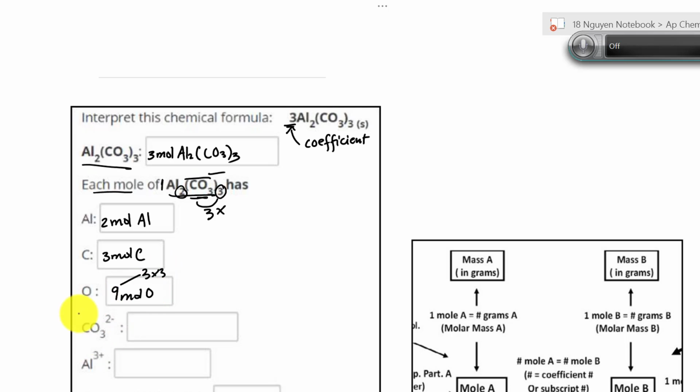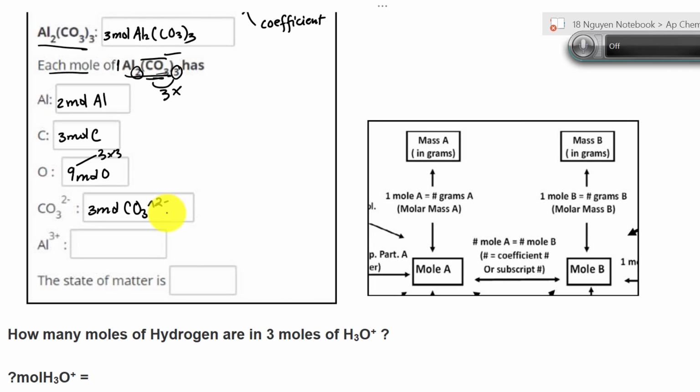How about carbonate ions? Of course, 3 of that. So the 3 outside the parentheses gives us 3 moles of the carbonate ion, which is CO3 2 minus. We use a caret symbol to indicate the exponent or the charges. For aluminum ions with the charge of 3 plus, it's the same thing as aluminum. So in this case, we have 2 moles of Al caret 3 plus.